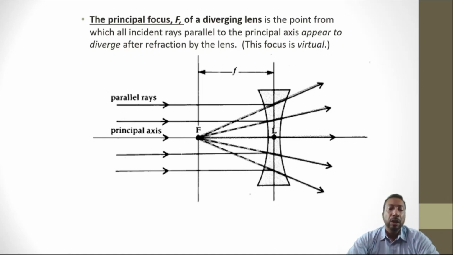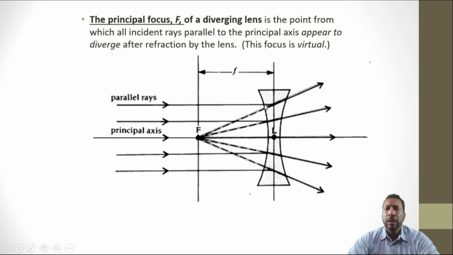We hence draw these rays with dotted lines to show that they are virtual light rays. So this is a virtual focus. This is a diverging lens. Look at how the rays differ from this diagram as opposed to the previous diagram.